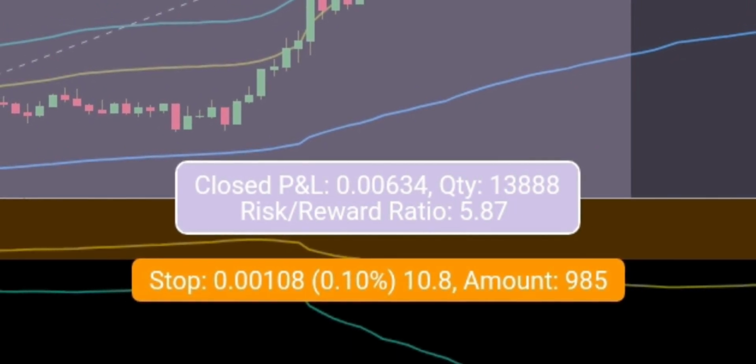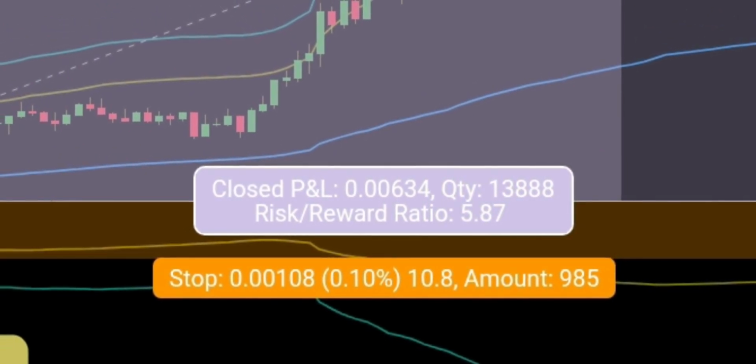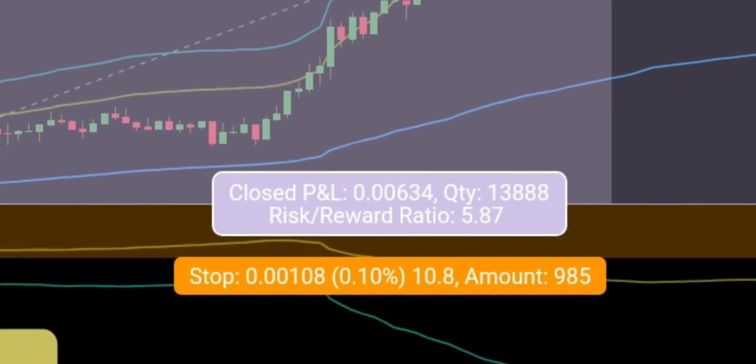Let's take a look at a few more trade examples, because this strategy can be both powerful and somewhat complex.